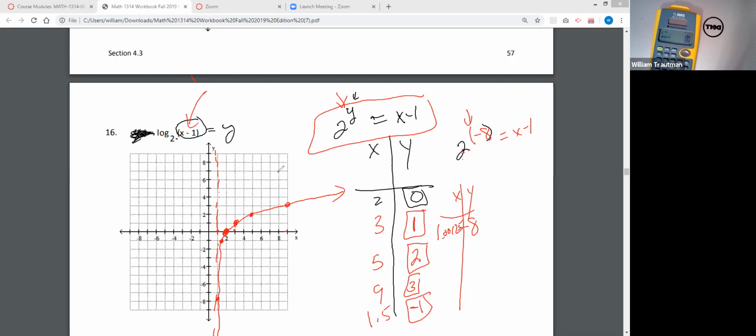This was the original, the one we had before. It hugs the line here, but this -1 moved the graph over to the right one spot. Remember, minus on the inside moves it to the right, and plus on the inside moves it to the left. So that's kind of cool.